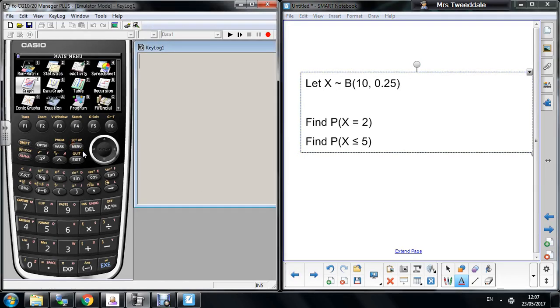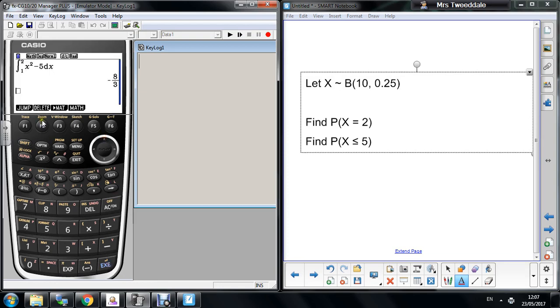Okay, this video is to do with the binomial distribution using your graphical calculator, and this is where the calculator really comes into its own, and this is where you have to have a calculator that can do these calculations for you to speed up time. So we're going to go into run matrix mode, delete that.